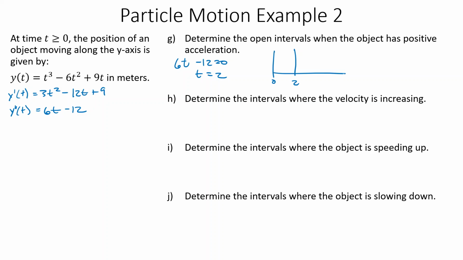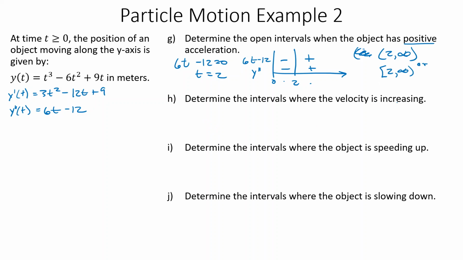And we're starting at 0 and going forward. We've got 6t minus 12 is negative here, positive there. So that means our second derivative is negative then positive, which means our function has negative acceleration here, positive acceleration there. But we're looking for positive, so the answer would be from 2 to infinity. We could also write it like this, 2 to infinity like that. Either way is fine.